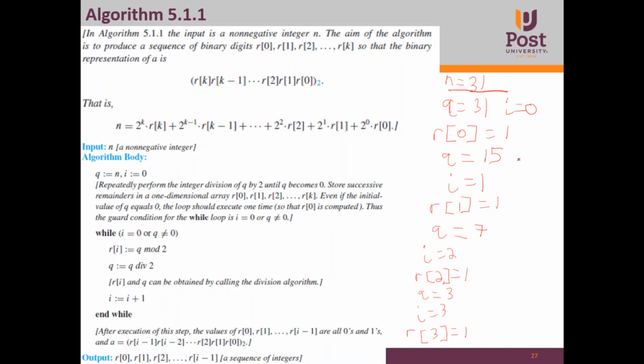We will then go to, and let me just space this off. Okay. We then get a q of 1 when we divide that by 2. So then i iterates again, now to 4. When we divide 1 by 2, we get a remainder.